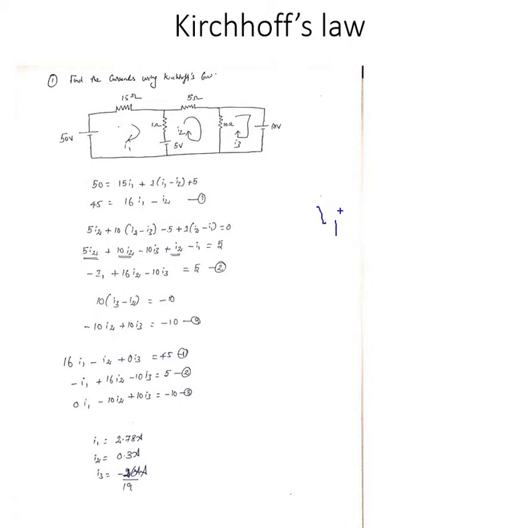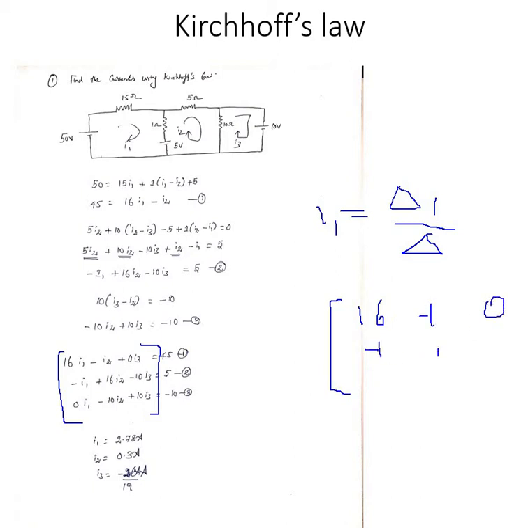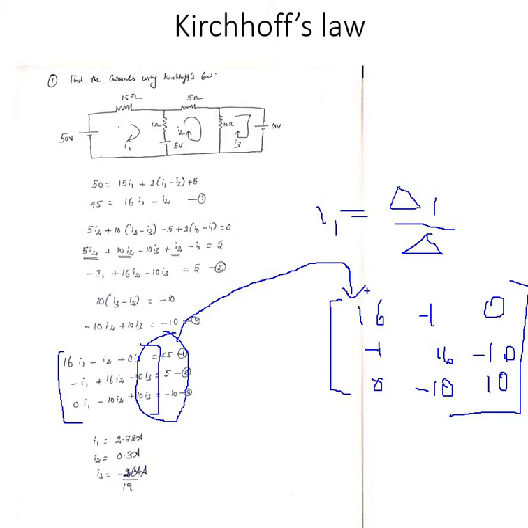If you want to find I1, what is the formula? I1 is equal to delta 1 divided by delta. You should know the delta matrix. What is the delta? This is the delta. So you can write delta: 16 minus 1 0, minus 1 16 minus 10, 0 minus 10 plus 10. So this is the delta. Delta 1 means what? This 45, 5, 10 comes to the first column. So the first column is replaced: the 45 you write, the 5 you write, and the minus 10 you write. So you get the delta 1. Delta 1 you find, delta you find, then I1 is over. Similarly I2 is over, I3 is over.